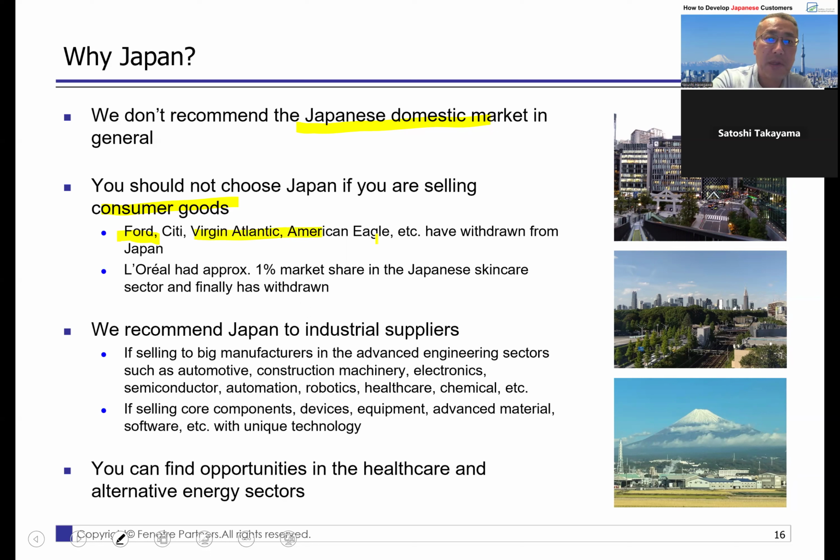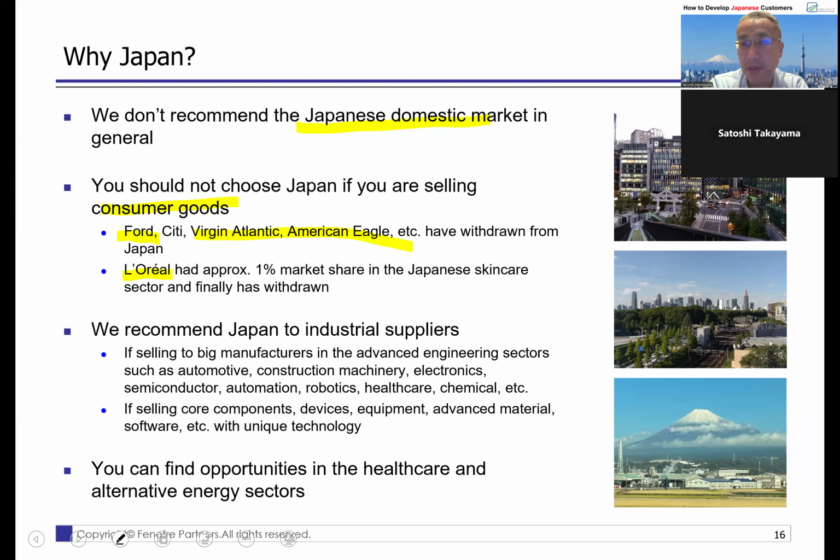And you can find many famous names. L'Oreal, the biggest cosmetic company in Europe, made the decision to withdraw from the Japanese skincare sector. I think L'Oreal has over 20% of market share in Europe, but they failed. So the population is decreasing, aging, and the consumer preference is totally different from any other countries. So it is very difficult to sell consumer goods without deep localization.